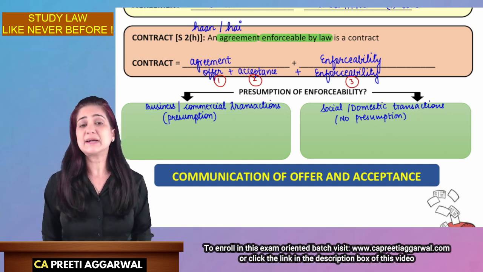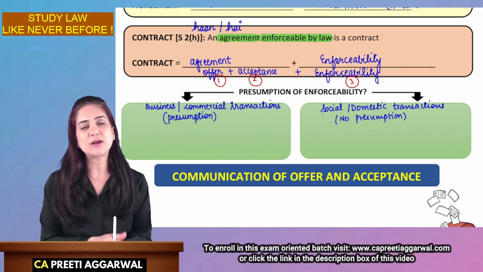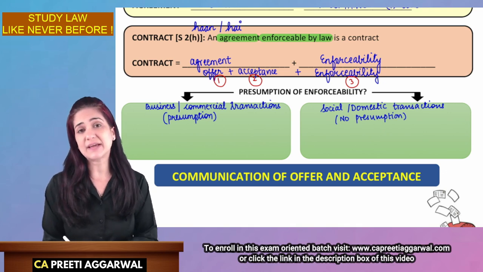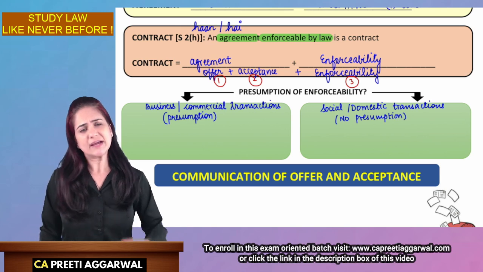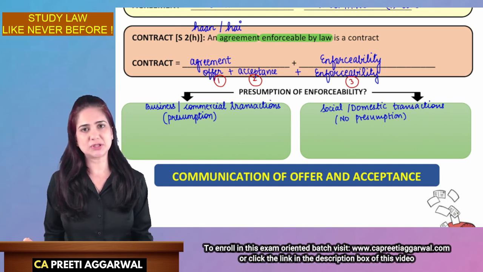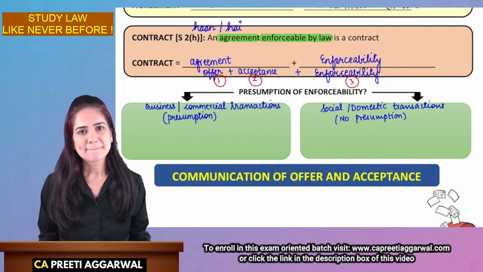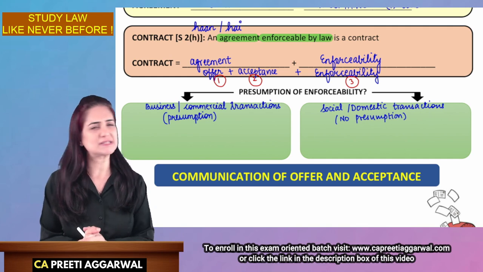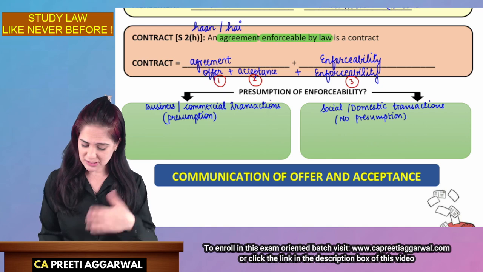An agreement is said to be enforceable by law when it creates some legal obligation. Parties must have intention to sue, intention to file a case. In case of business or commercial agreements, the usual presumption is that parties intend to create legal relation. But in case of social or domestic agreement, the usual presumption is that parties do not intend to create legal relation. So this is how you will write.